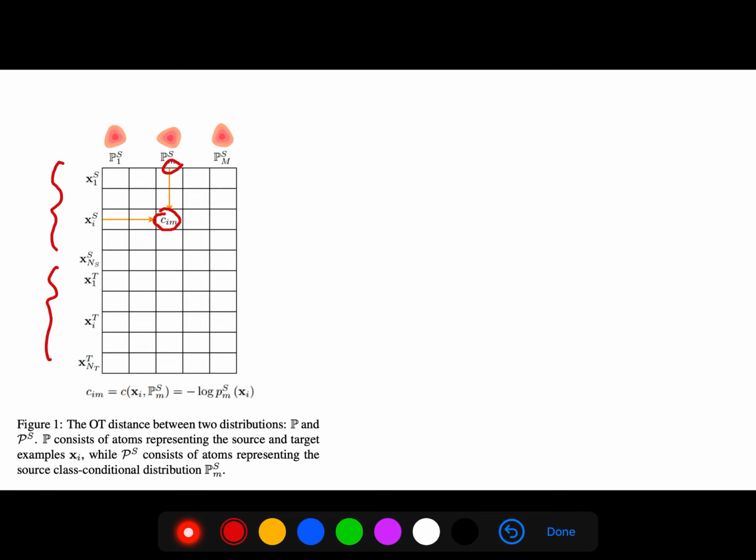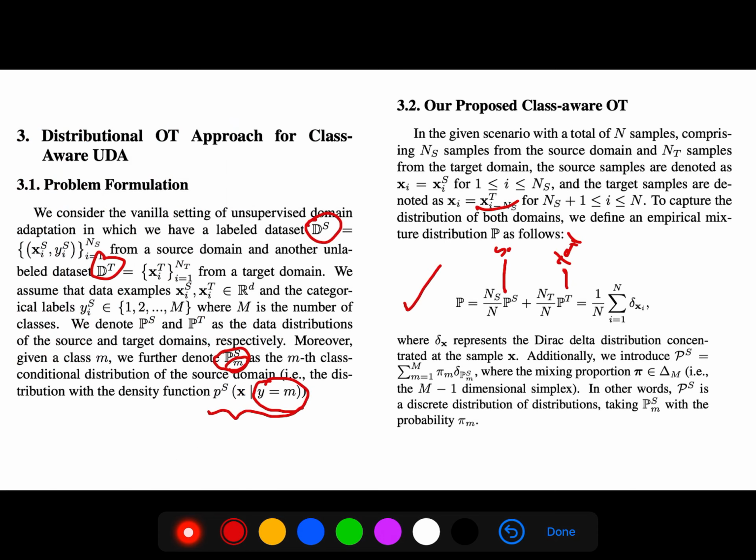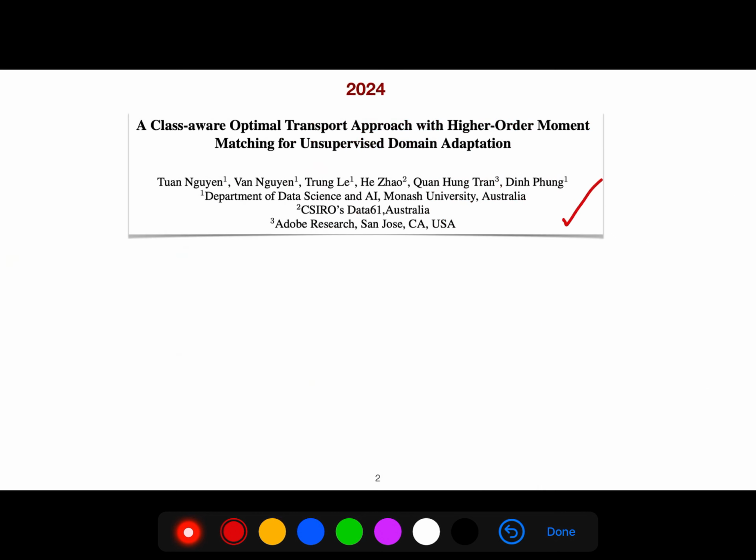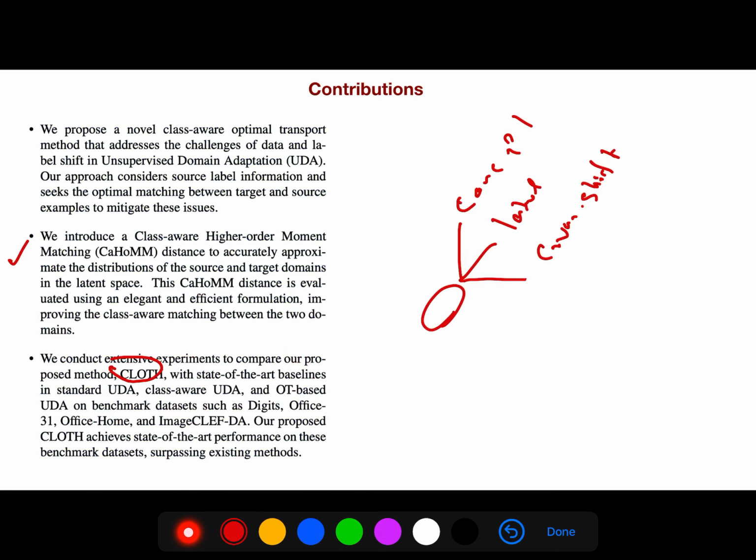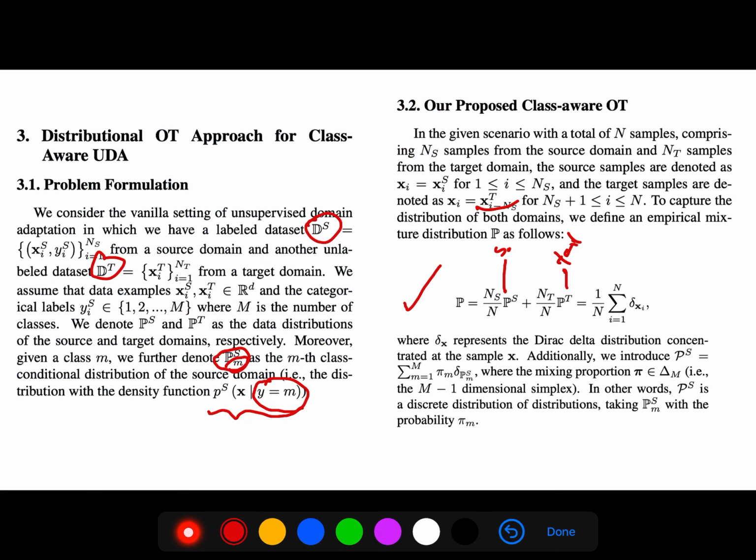So we have the i's, because x sub i, as you see, all of them, we assume in this paper that it's a single domain. In contrast, as you see the title, it's not about multi-source domain adaptation or generalization. So they care only about the class-aware optimal transport. So here, when we say x sub i, it is just one of the samples.